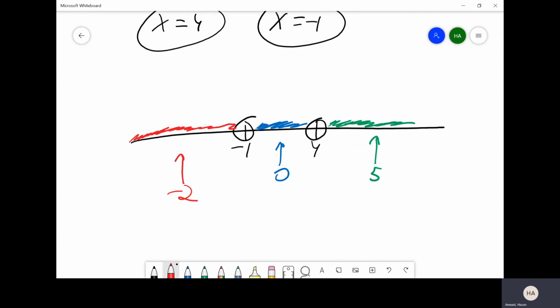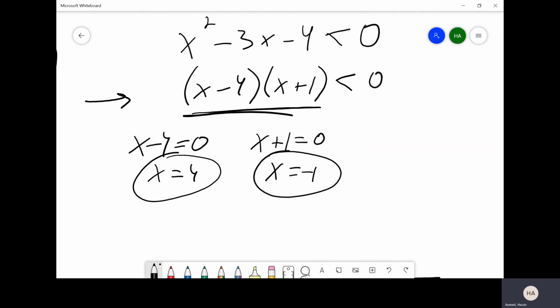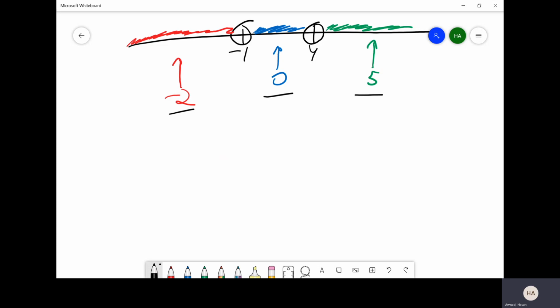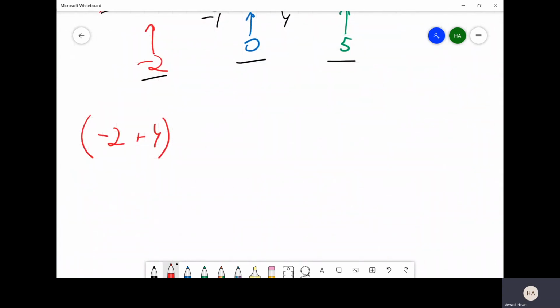Well, we're going to plug in all of these test points, the 3 test points that we just got, and we're going to plug them in right in here into our factored inequality. So we're plugging into (x - 4)(x + 1) < 0. So we're going to say in red, wherever there was an x, we're going to plug in our test point. So -2 minus 4, and then -2 plus 1 is less than 0.